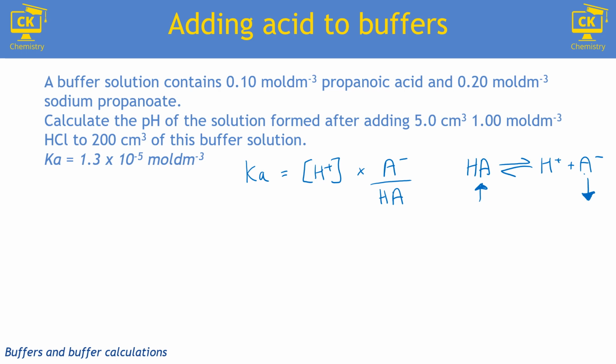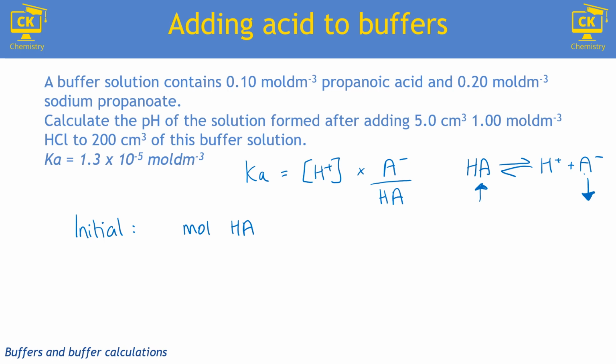The difference here is that I had amounts of HA and A minus to start with. So previously I had no A minus in the buffer and I was just calculating the change in HA. Here they are both going to have an initial number of moles, both HA and A minus, and I'm going to calculate how they change. So let's calculate first. Initially, my moles of HA.